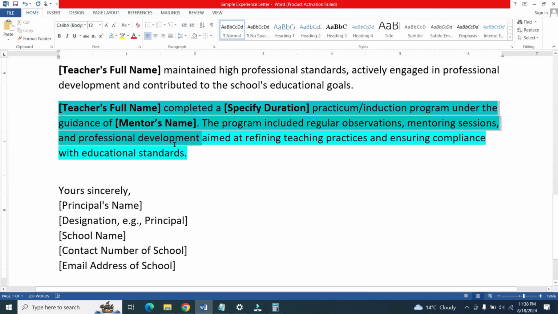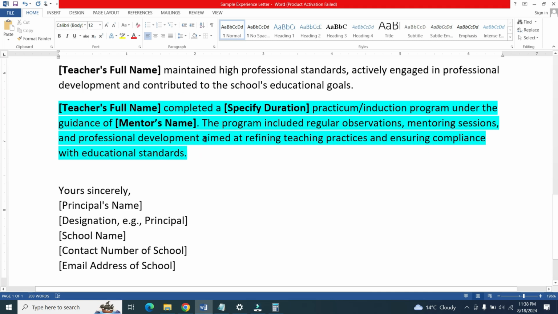You need to mention this paragraph in that experience letter from that school or college. It should mention that the teacher completed a specified duration. So for example, it was for 6 months, 3 months, or a year. They should mention it under the guidance of, and they should mention the name of the mentor, which can be your subject head or whoever it is. The program included regular observations, mentoring sessions, and professional development aimed at refining teaching practices and ensuring compliance with educational standards.